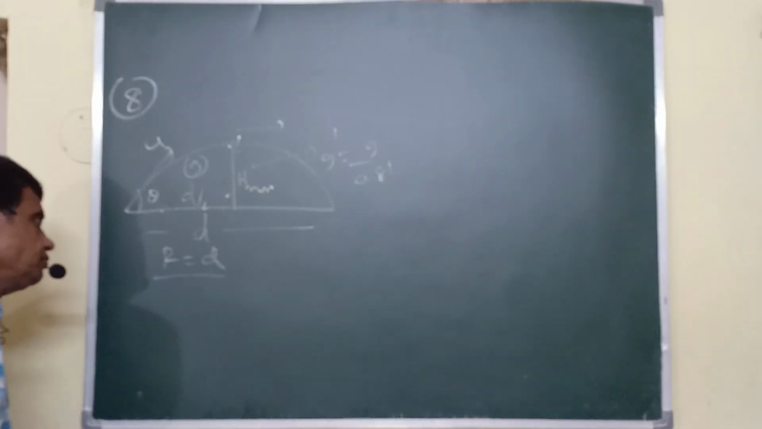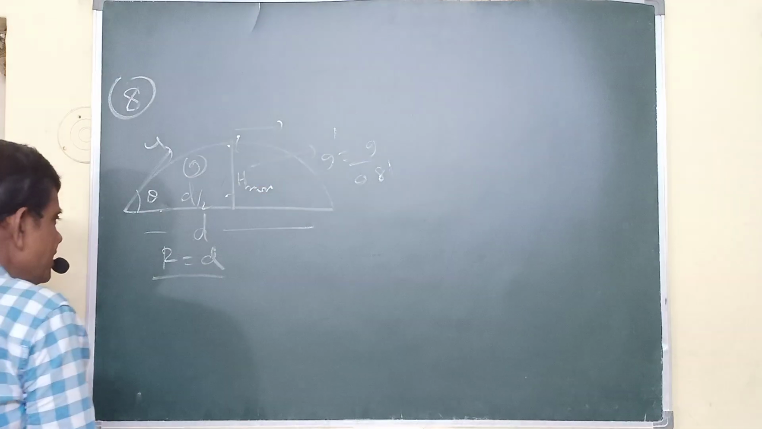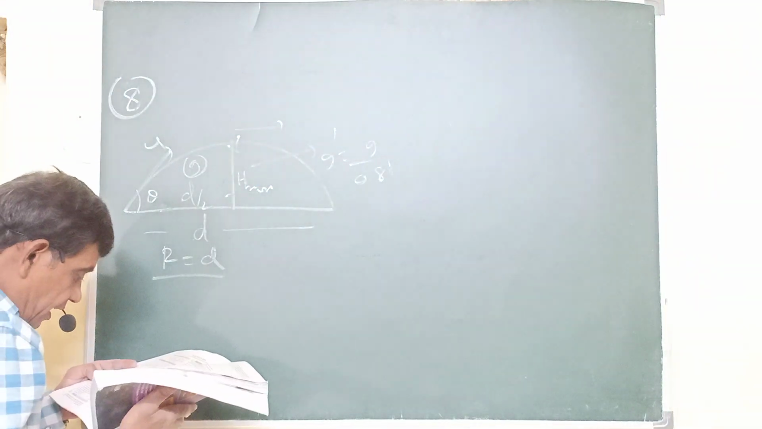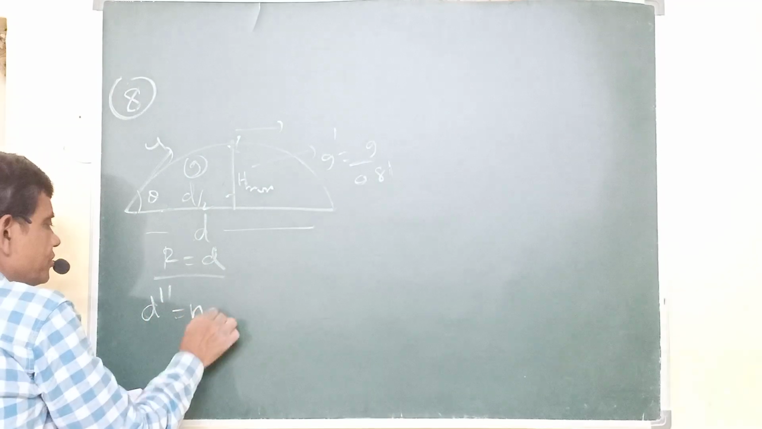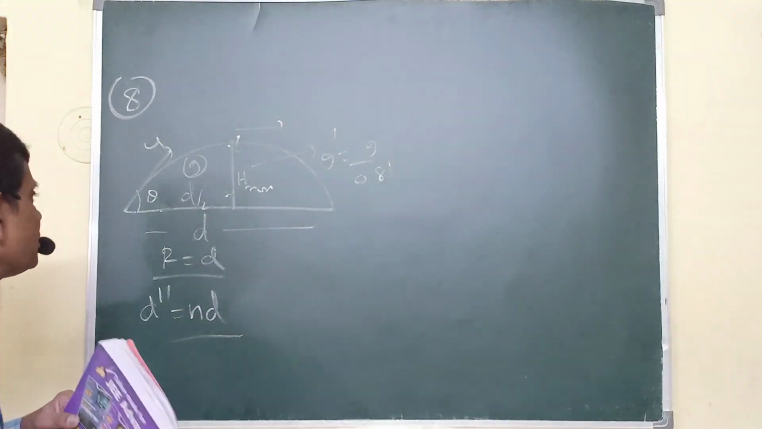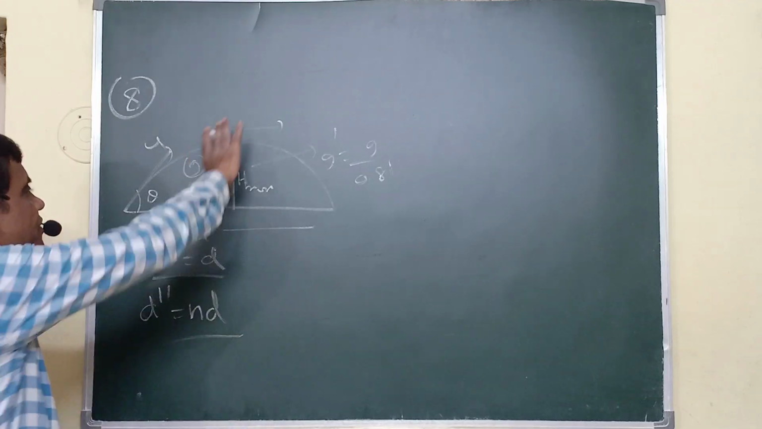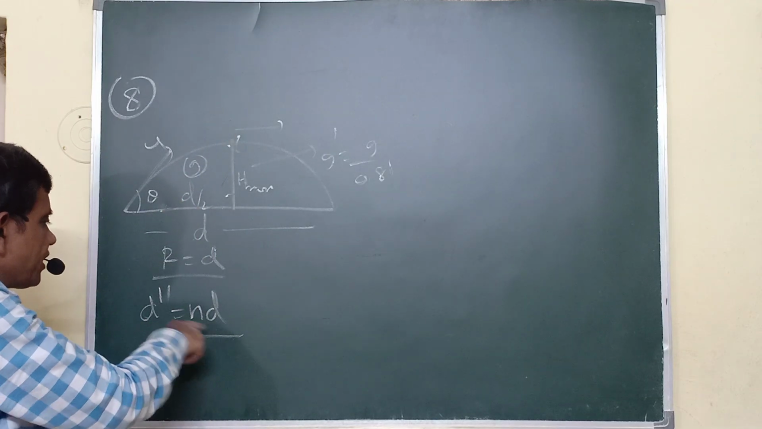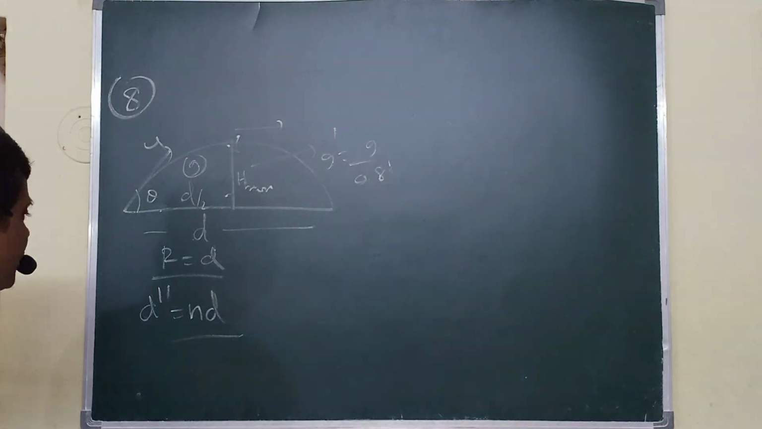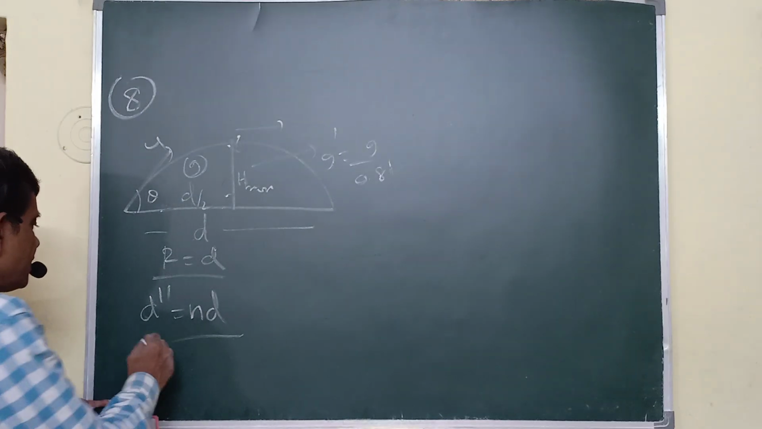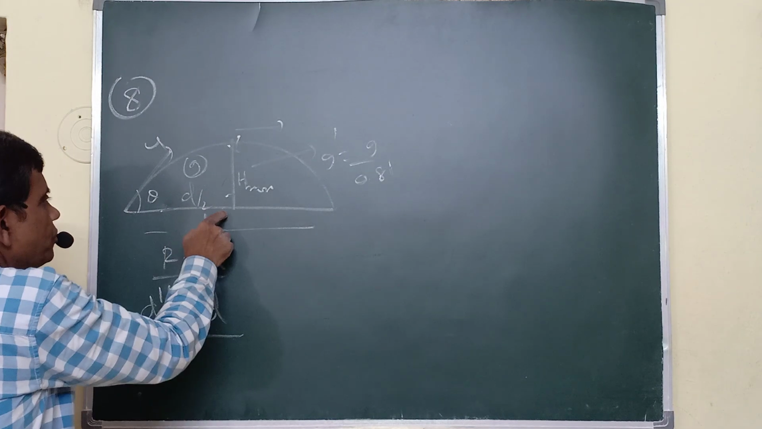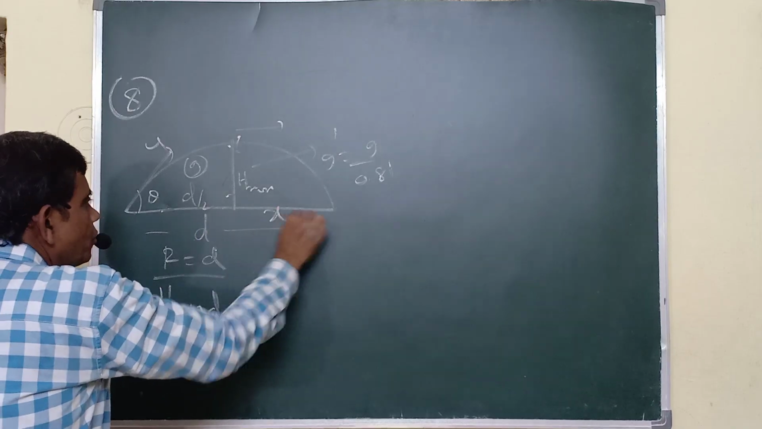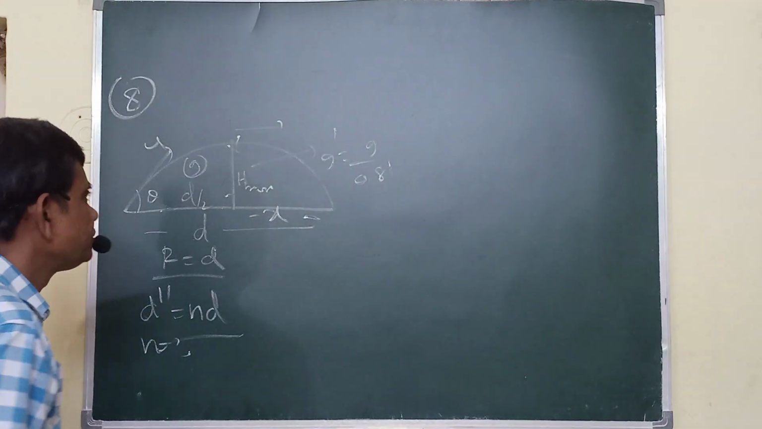If it is g everywhere, the range is d. But in this case, what is the range? That he has given as d double dash. That d double dash equals nd. So in this case, finding that range and comparing with nd, we get the n value. That is our question concept. So up to here d by 2 only. What about this part? We don't know. That value only we are finding.